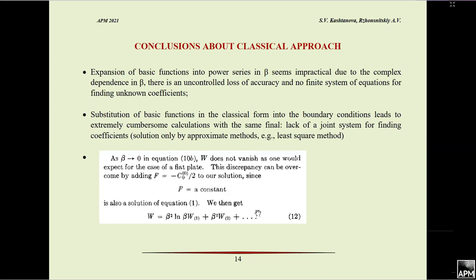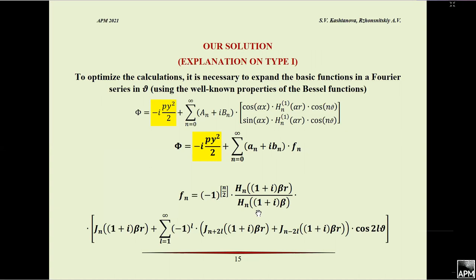So it was clear that we need to find some other way of finding coefficients, and after several attempts, we did it. Before substituting into the boundary condition, we need to present each basis function in the form of a Fourier series. Here you can see that we did a separation of variables, and now beta r sits in Hankel and Bessel functions without any theta, and theta sits in trigonometric functions without any beta r. Such a view of the basis functions is convenient for substituting into the boundary condition, and allows us to obtain a solvable system for finding the unknown coefficients.